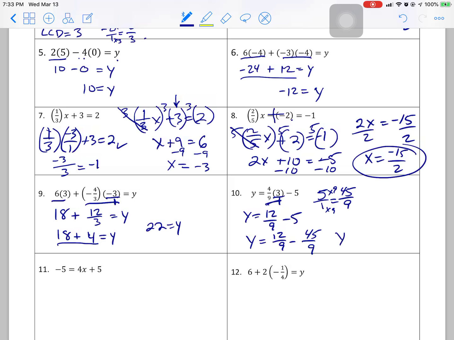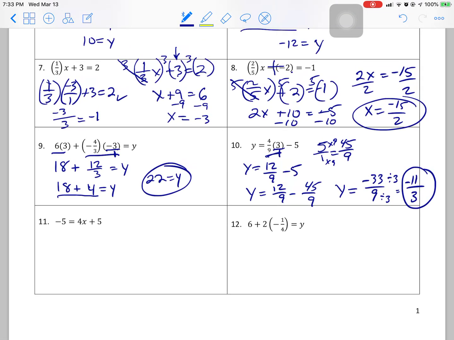This is going to be y. The negative 45 is larger, so we're going to end up with negatives left over. If you subtract them, you're going to get that. So since I didn't reduce the 12/9 and use 9s, I need to reduce this some more. So if you divide this by 3, you're going to get negative 11/3. Okay.